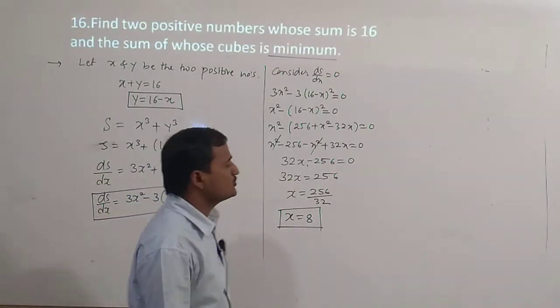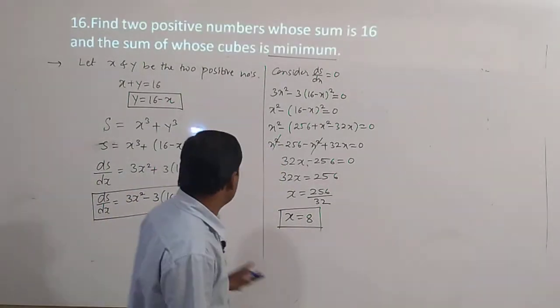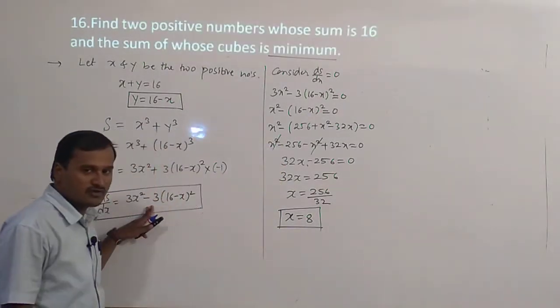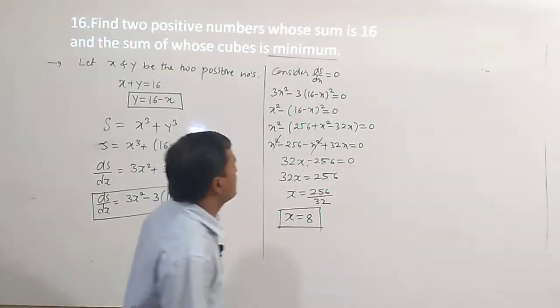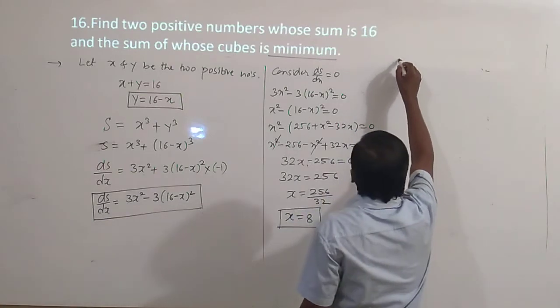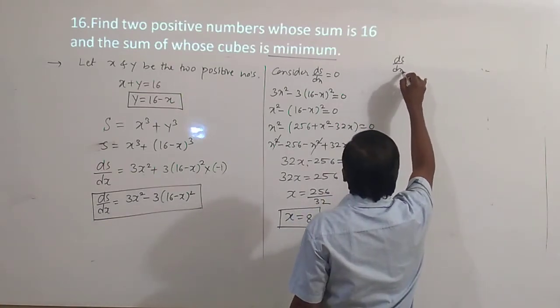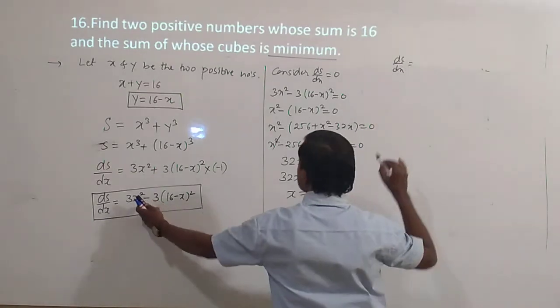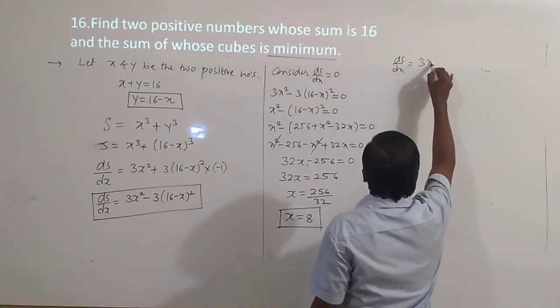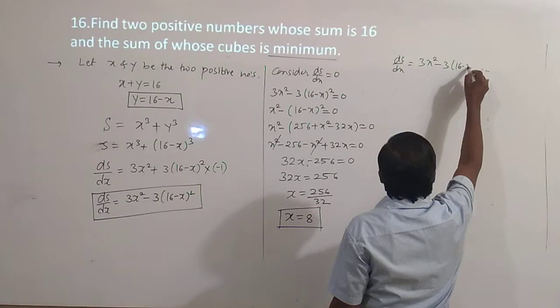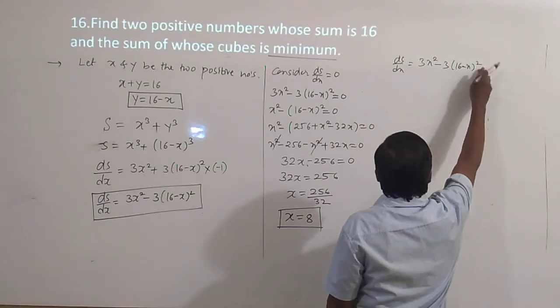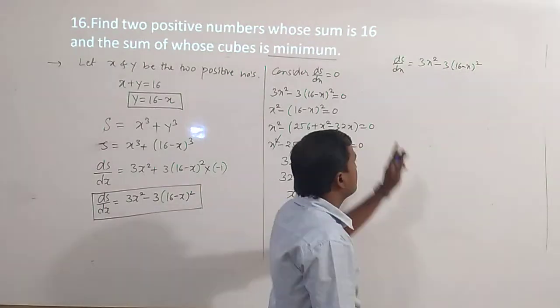Sum of whose cubes is minimum means we have to take the second derivative of the function, and we have to show that it is more than 0. So here, what is ds upon dx? Clearly ds upon dx is 3x square minus 3 into (16 minus x) whole square. Again we have to differentiate this.